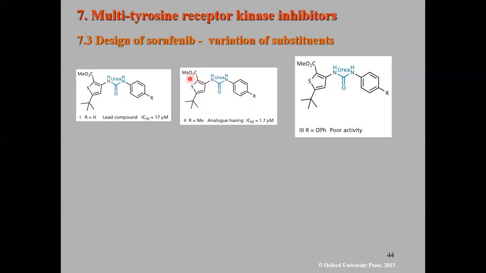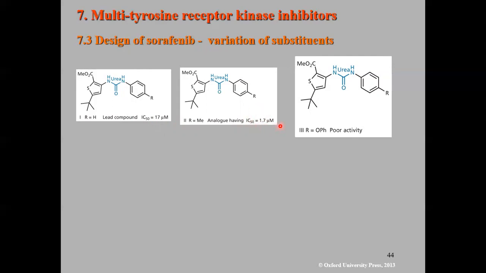Maybe you change this group, but you keep everything else the same, and you test for the effect. Based on the results, you make your structure activity relationship. They found that if you have a methyl group here at the para position, just a small methyl group, the IC50 improved 10 times. Here it is 17 micromolar, but for compound number 2, the IC50 is 1.7 micromolar.